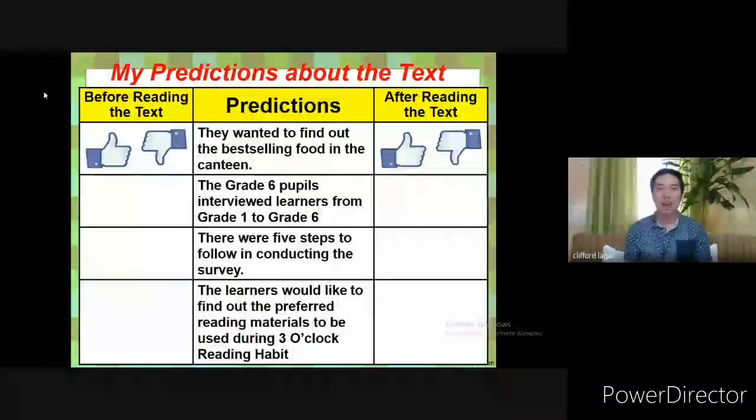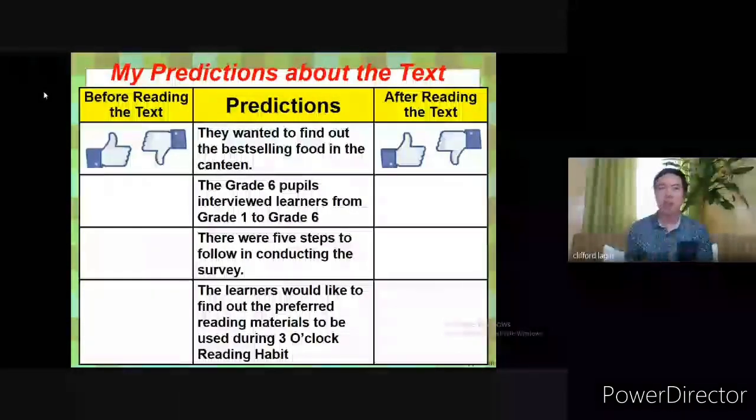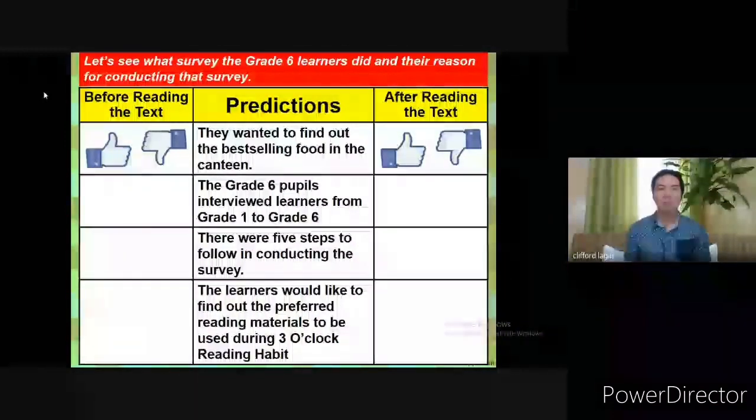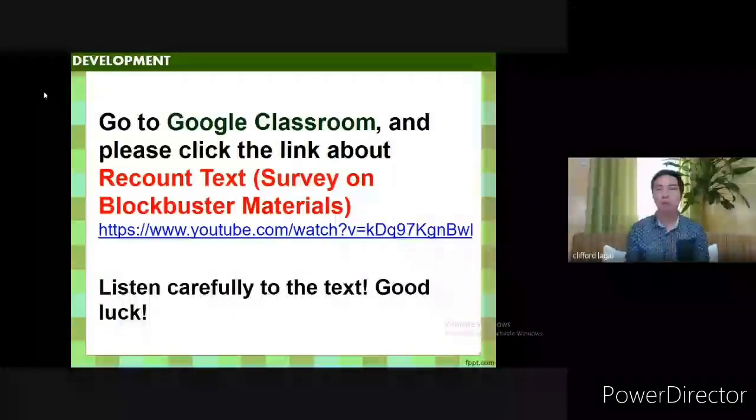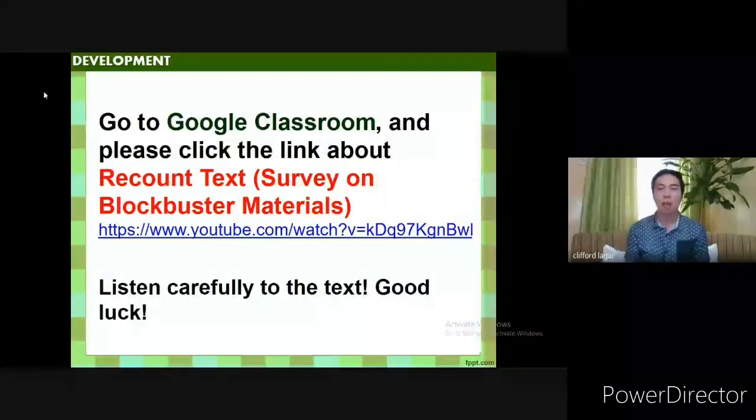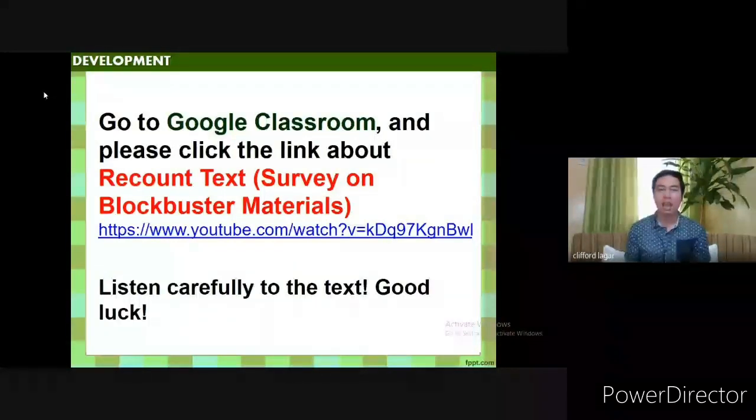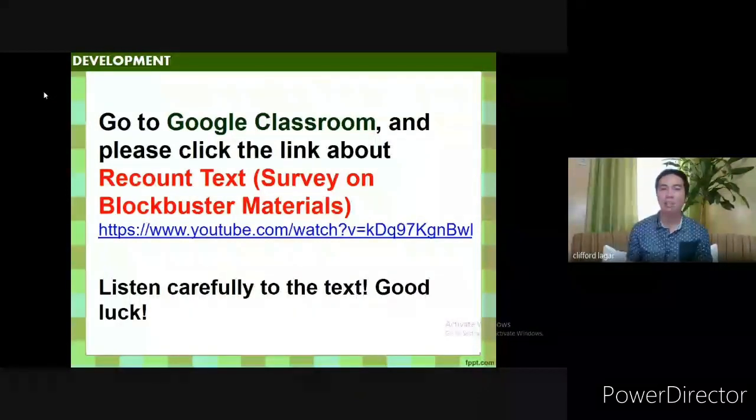Okay, thank you for your answers. So let's park your answers for a while, but we will again review your answers after reading the text. Now, let's see what kind of survey the grade 6 learners did and their reasons for conducting that survey. Now I want you to go to our Google Classroom and please click the link about Recount Text Survey on Blockbuster Materials. I want you to listen carefully to the text, and while listening, please note down important details that can help you in answering some comprehension questions later. Okay, are you ready?